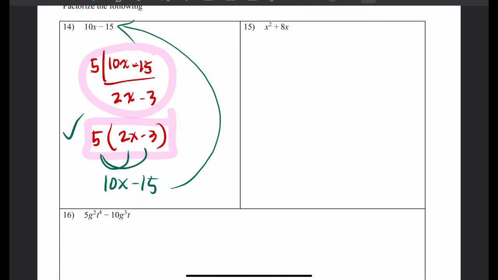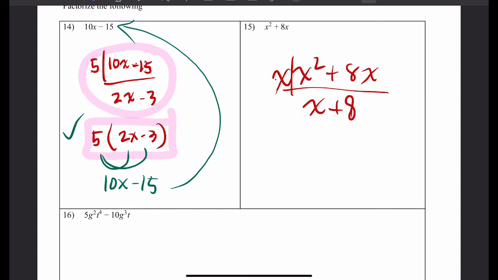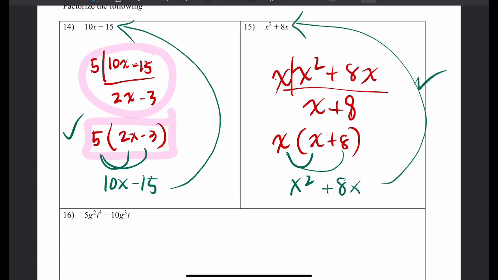Okay? So let's do number 15, x squared plus 8x. Okay, common factor is x. X squared divided by x is x. 8x divided by x is 8. So you are left with x plus 8. Check your answer. X times x plus 8, x squared plus 8x. Again, if they are the same, your answer is correct. Do not be lazy. Check your answer. Okay?